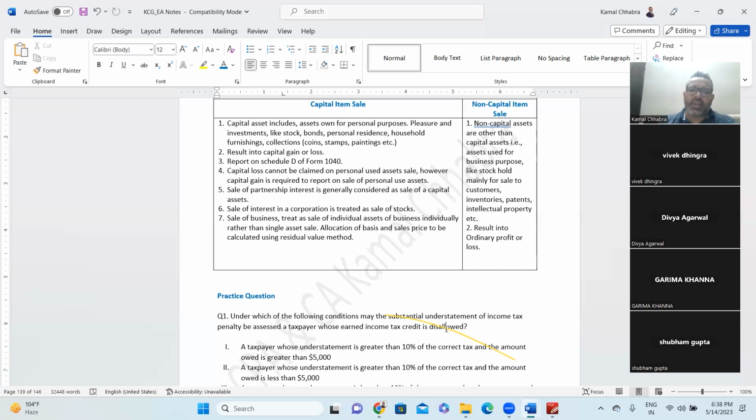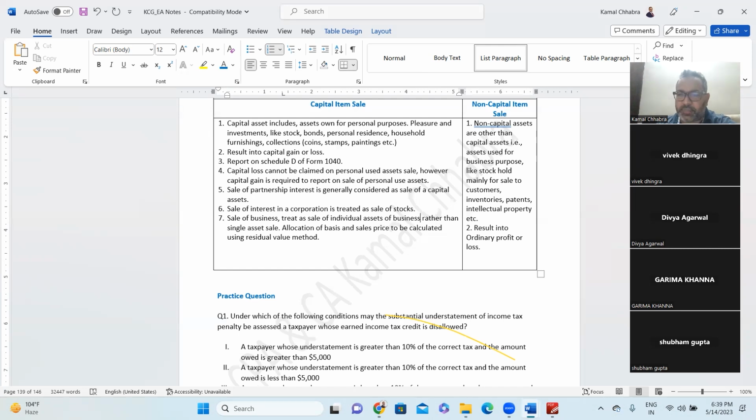Sale of a business is treated as a sale of individual assets of the business rather than a single asset sale. So when you are selling the complete business, you identify the individual assets you are selling and consider the gain or loss on each individual asset rather than treating it as a blanket sale. You should not calculate the overall gain or loss; rather, do an individual calculation for the sale of the respective assets, and accordingly calculate the capital gain or loss. Make sense?